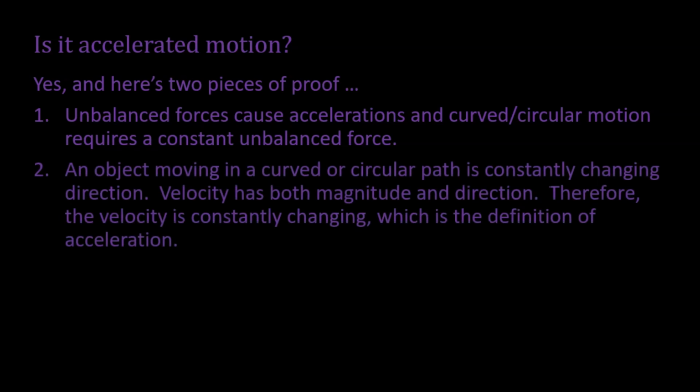The second piece of proof is an object moving in a curved or circular path is constantly changing direction. Velocity has both magnitude and direction. Therefore, if the direction is changing, the velocity is constantly changing, and this is the definition of acceleration, change in velocity.